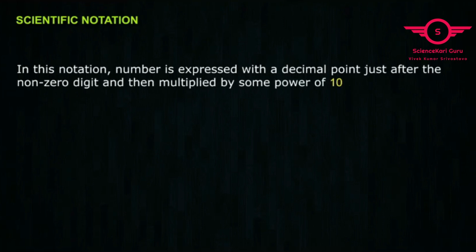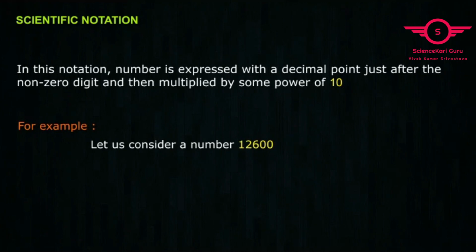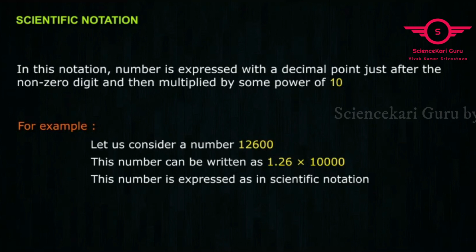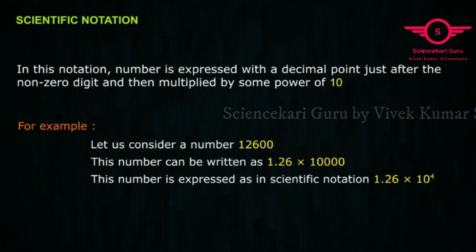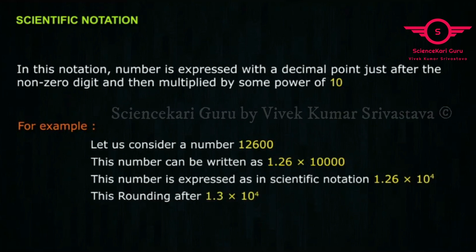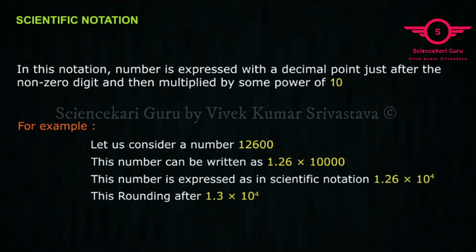Scientific notation. In this notation, a number is expressed with the decimal point just after the first non-zero digit and then multiplied by some power of 10. For example, let us consider a number 12,600. This number can be written as 1.26 into 10,000. And the number is expressed in scientific notation as 1.26 into 10 to the power 4. This is rounded off to 1.3 into 10 to the power of 4.